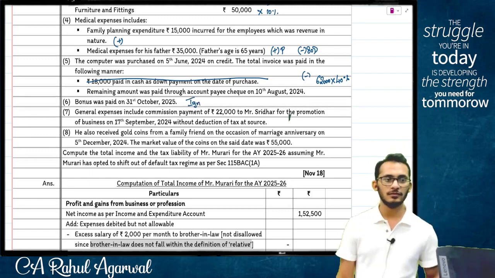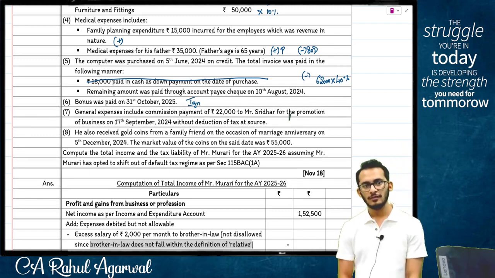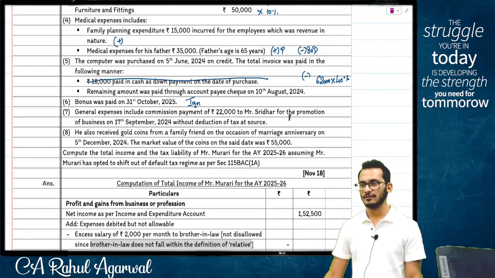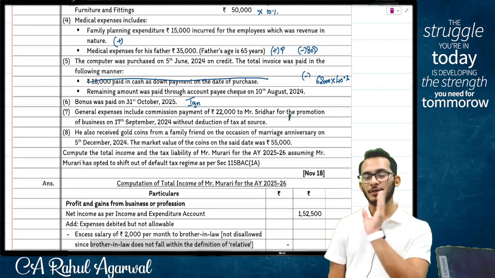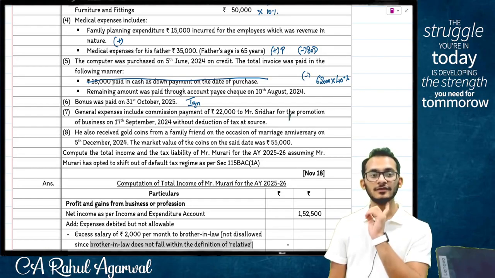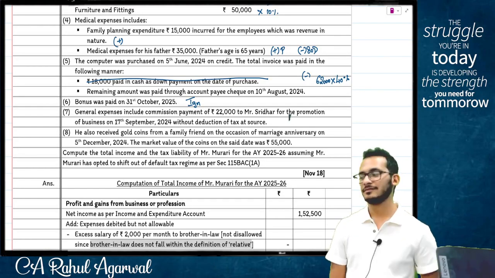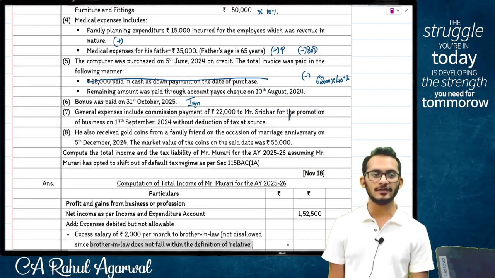So what? 31st July is only for presumptive. If you're doing presumptive, there is no adjustment to make itself. If you're not doing presumptive, you have to mandatorily maintain books and get them audited. Due date of audit becomes 31st. Due date of return filing in case of audit is 31st.